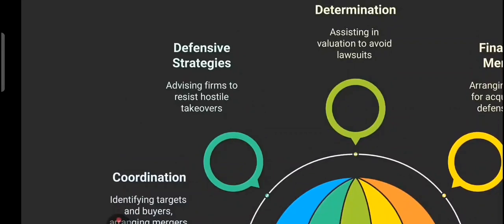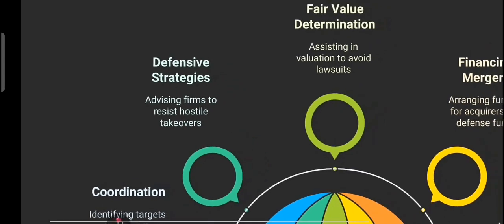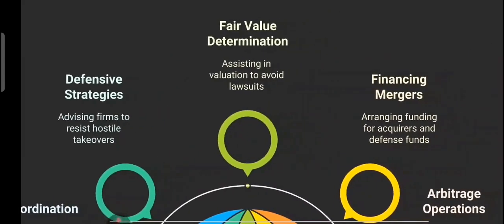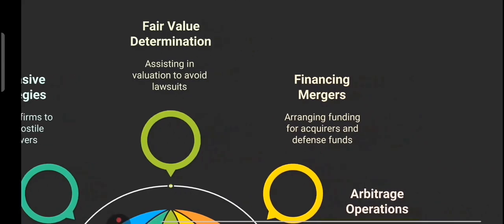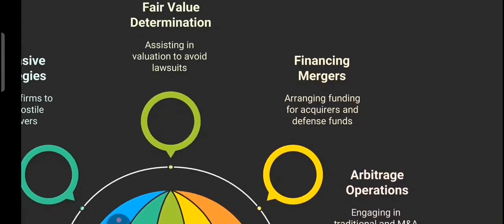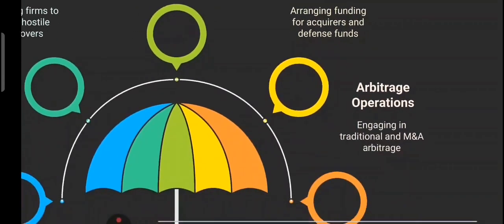So advising the firm on how to resist a hostile takeover and stay in control when under threat. Then we have something called fair value determination. So they also handle fair value determination, ensuring that valuation is transparent and legally sound, reducing the risk of post-deal lawsuits. Then we have financing merger. On the financial front, they manage financing, arranging capital for the acquirer and sometimes even defense funding for the target company. And then arbitrage opportunity.